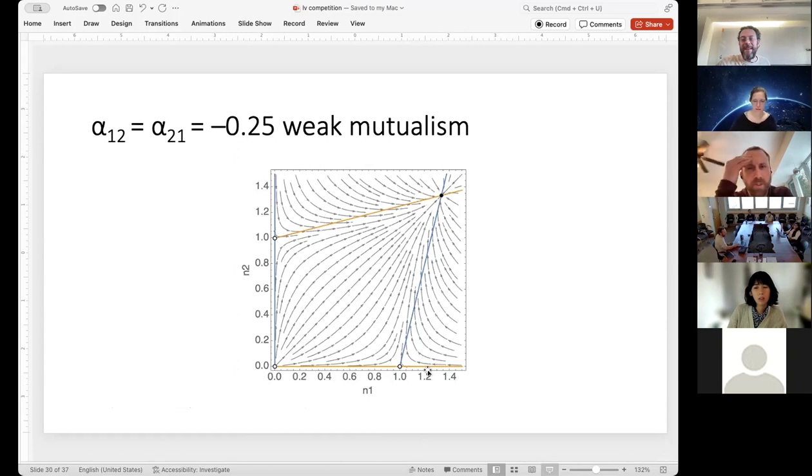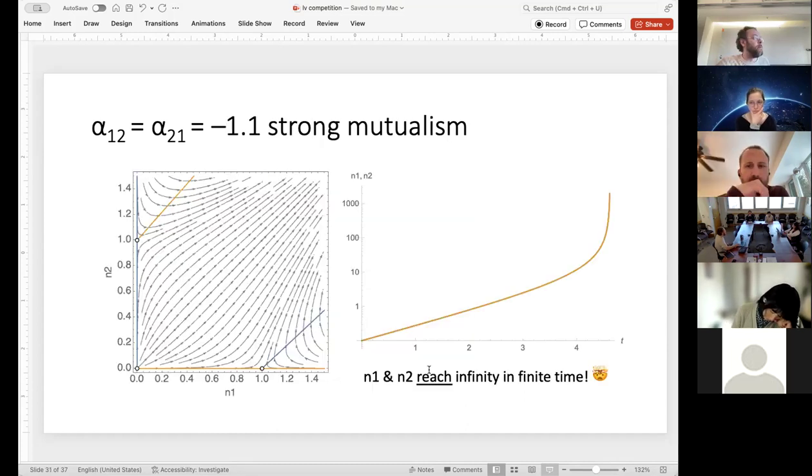I guess I didn't realize before that with weak mutualism it doesn't blow up. Yeah, it's not a total disaster, and they will coexist. It's not that bad. I think people have the impression that Lotka-Volterra mutualism is inherently going to blow up, but only in certain cases. Okay, that was my impression.